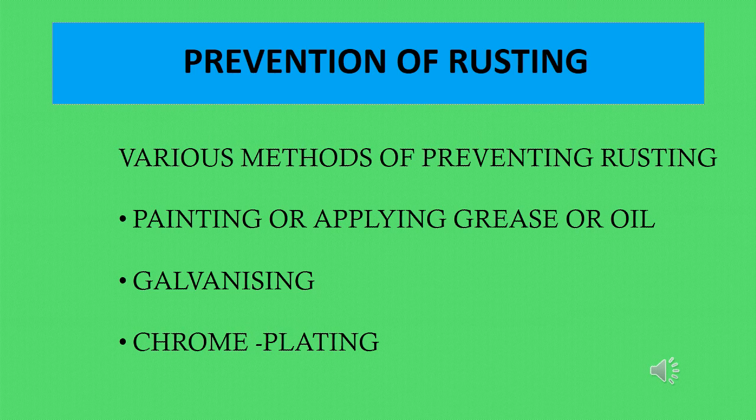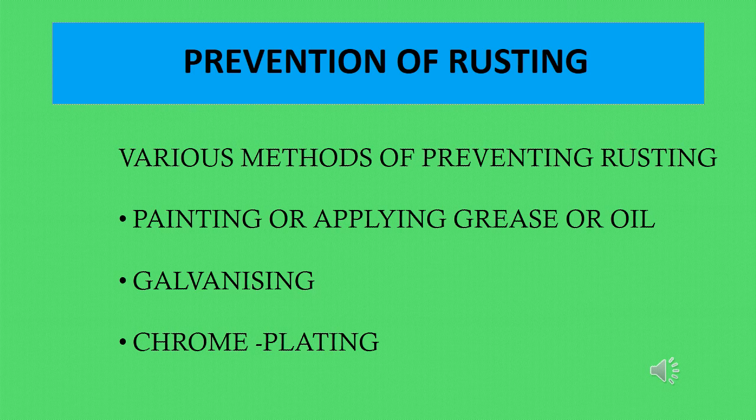Rusting can be prevented by the following methods: painting, greasing, or applying oil. Applying a layer of paint or grease prevents the iron surface from coming in contact with air and water vapor, thus preventing rusting. Window grills, iron furniture, and iron bridges are painted, while iron tools and machine parts are greased with oil.